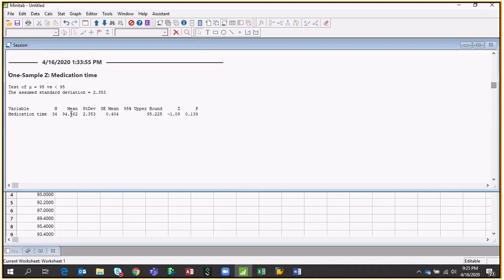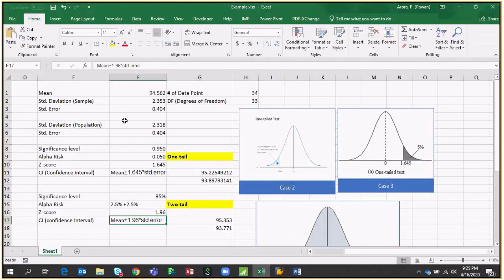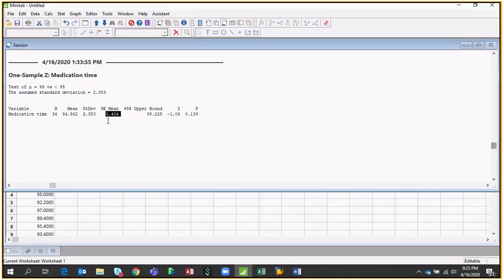Now see, you have here 2.353 as the standard deviation. Standard error of mean is 0.404, and in the Excel file, if you don't forget, this is your standard error, right? So this is the same as our standard error of the mean, first thing.